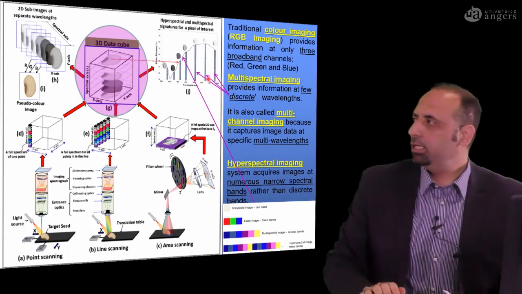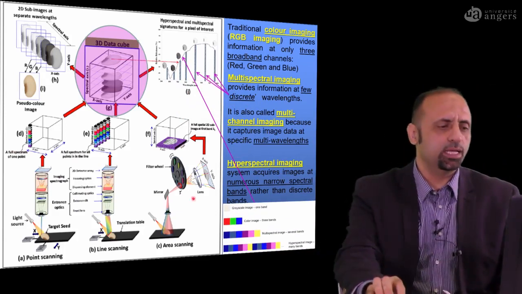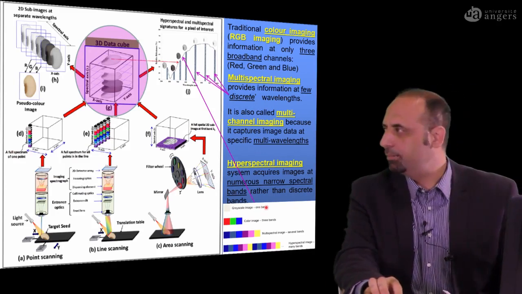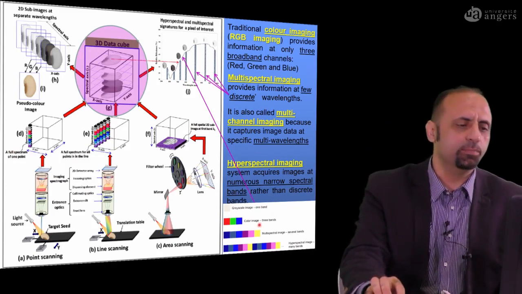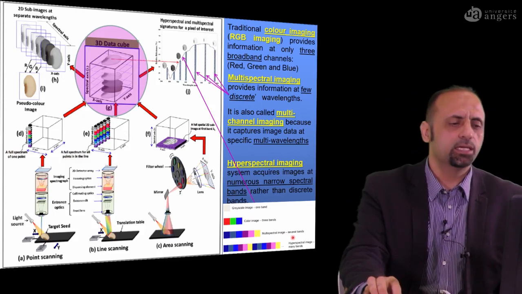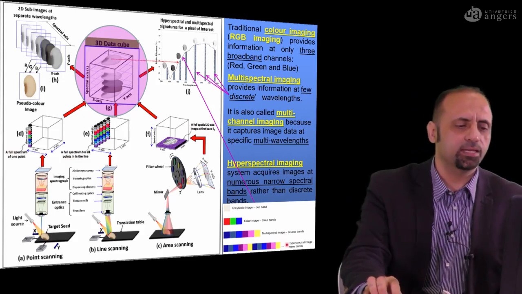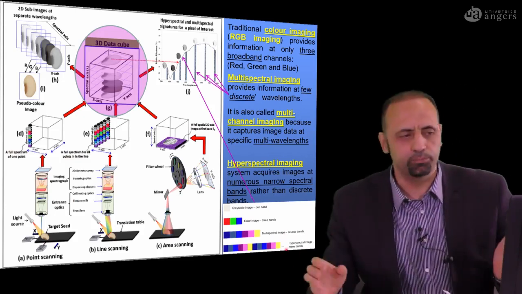So if you look at the gray image, it is only one band. The color image, three bands. For multispectral imaging, it is several bands. And finally, for hyperspectral imaging, you have a lot of bands.